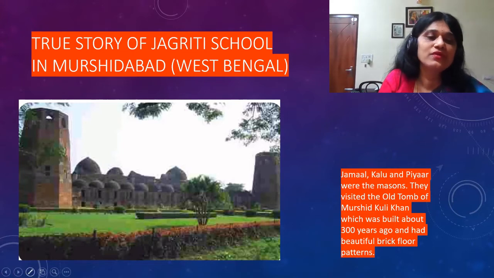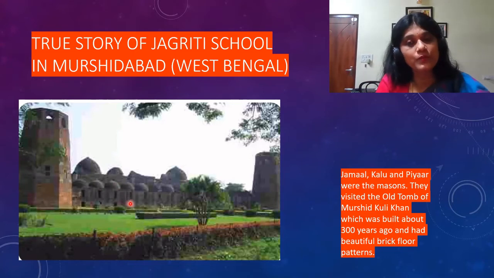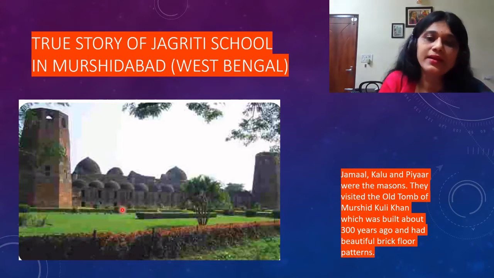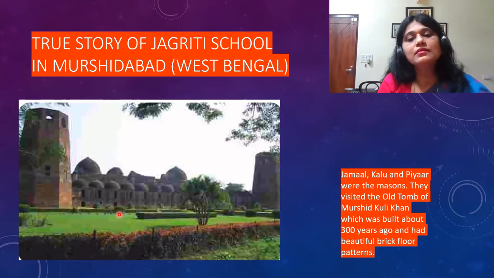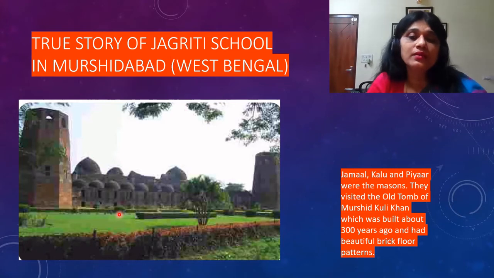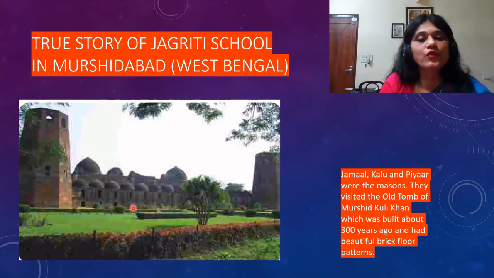This is the picture, let me show you. This is the picture of the old tomb of Murshid Quli Khan, which was built about 300 years ago. Actually, the Jagriti school is in Murshidabad, West Bengal. So in West Bengal, there are so many historical buildings, and it is one of them. They visited the old tomb of Murshid Quli Khan, which was built about 300 years ago, and it had very beautiful brick floor patterns.